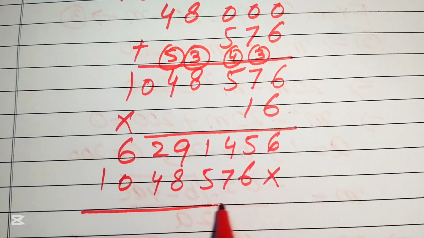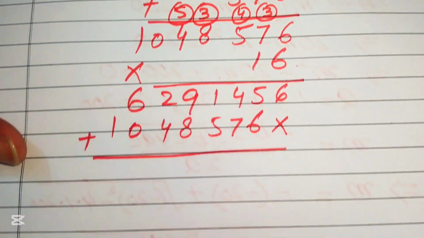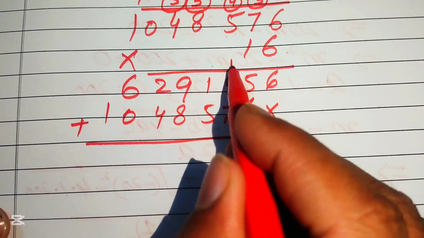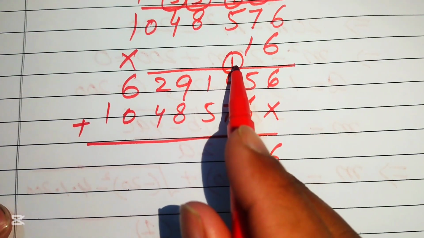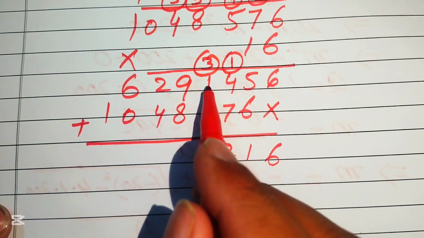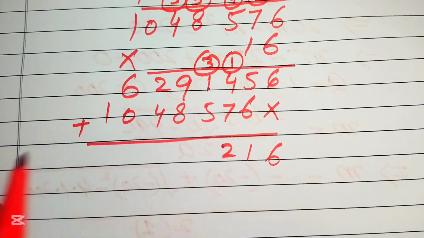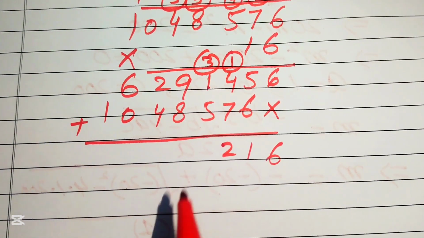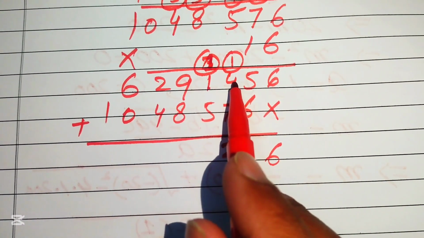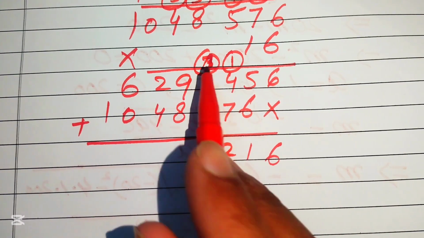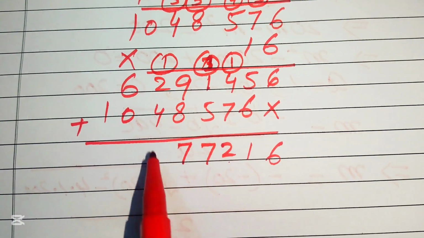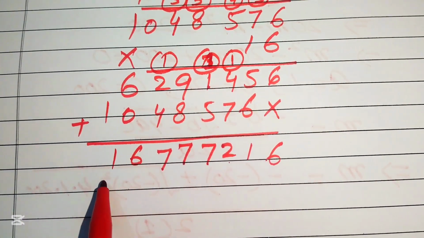So now we add all these values. 6 plus 5 is 11. We write 1 and carry 1. So 6 plus 1 is 7... here we have a mistake, this is our 1, because 7 plus 1 is 8, 8 plus 4 is 12. We write 2 and carry 1. 5 plus 1 is 6, plus 1 is 7. 9 plus 8 is 17. We write 7 and carry 1. 4 plus 2 is 6 plus 1 is 7. This is 6 and 1.